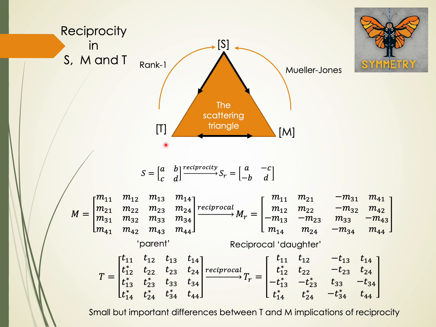So let's revisit reciprocity again. So here it is in the S matrix form. Remember, if the master problem has this as a matrix, then the reciprocal one is related by transpose and minus signs. So let's put these matrices into their different forms. Let's go down this triangle here to M and T. Let's go to M first. So here's the Muller matrix for the reference problem. It's a general 16 real elements, 4 by 4 real matrix.